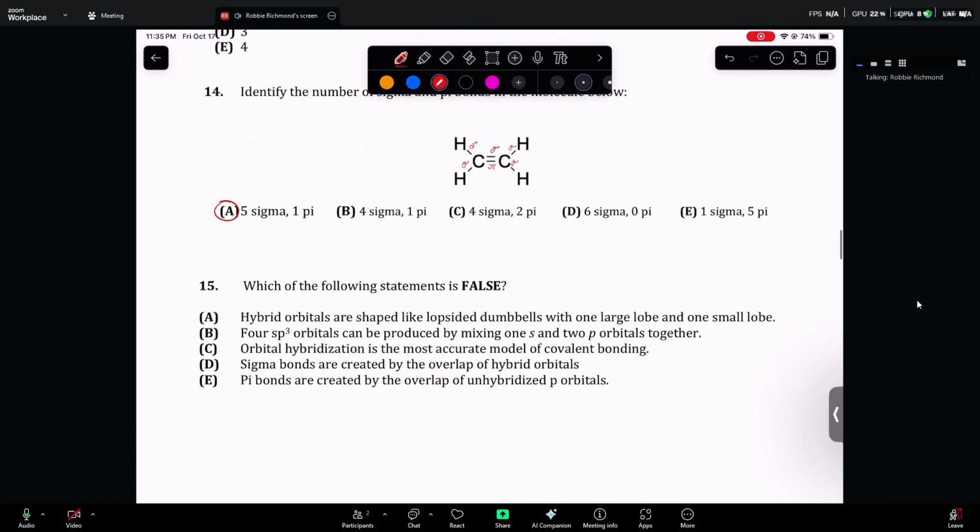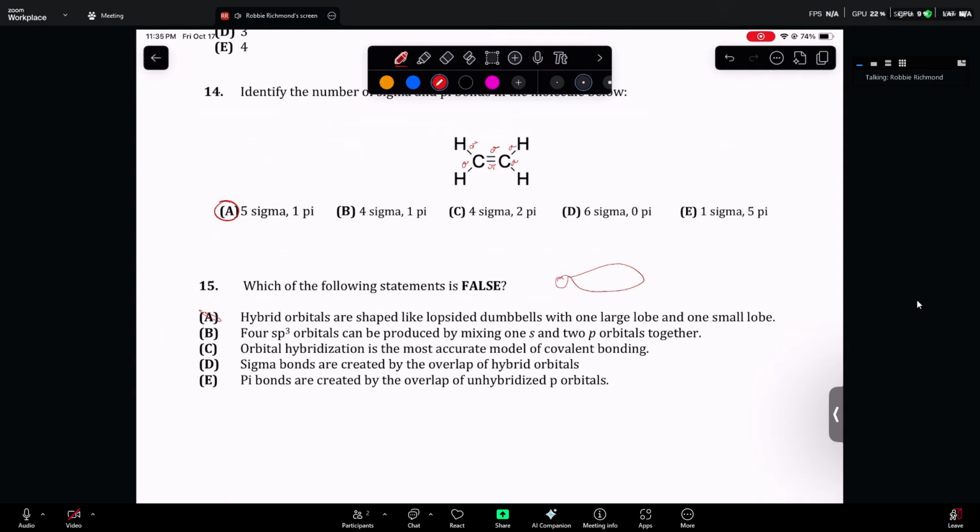Which of the following statements is false? Hybrid orbitals are shaped like lopsided dumbbells with 1 large lobe and 1 small lobe. That's true. We talked about that. What that is talking about is something like this shape. Kind of looks like an S, kind of looks like a P.